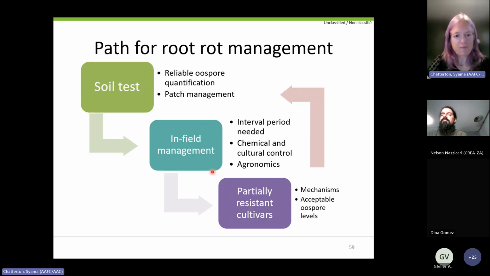And so just in summary again, I think we're making progress on the soil testing. We're making progress on infield management. And I did not talk a lot about partially resistant cultivars today, but there are lots of other researchers that are actively studying that.